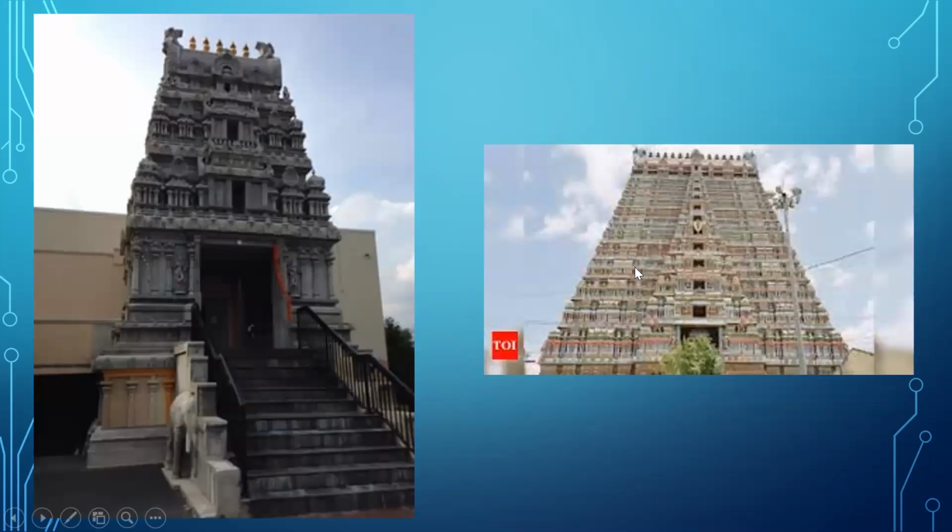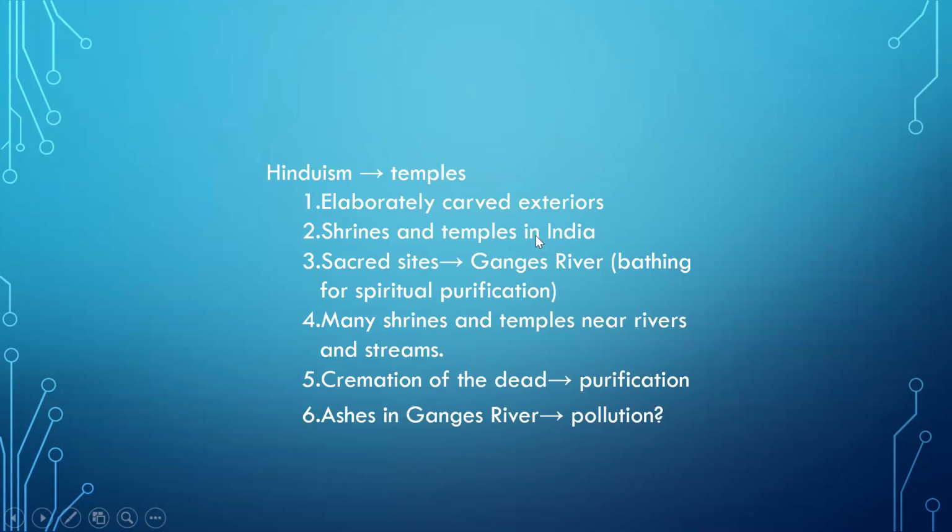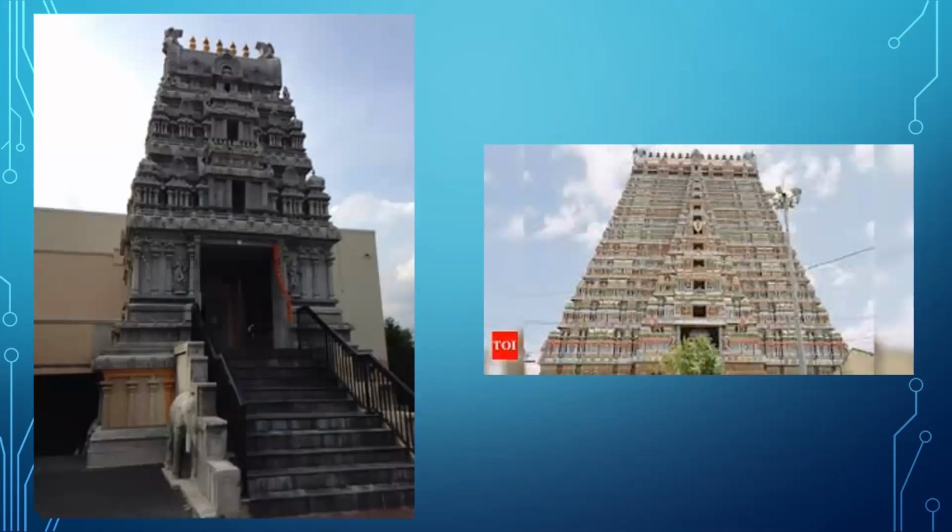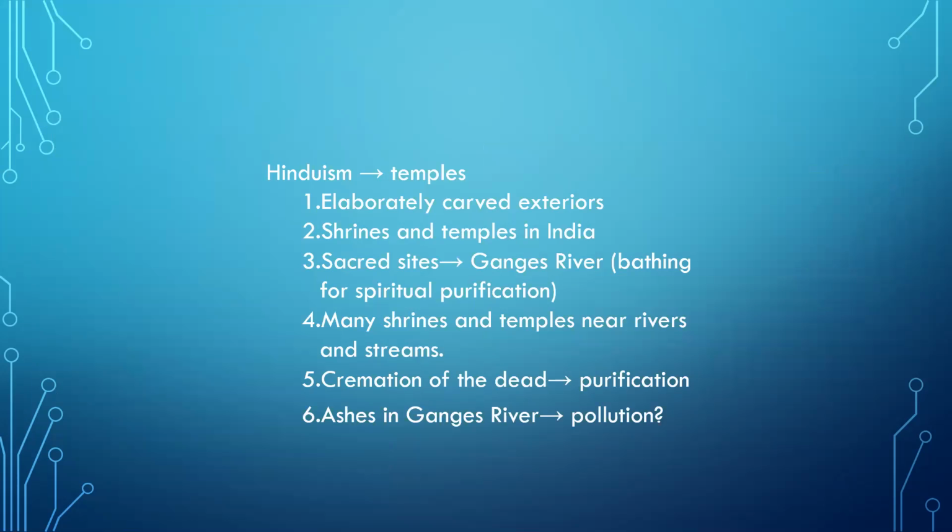Or you'll see Hindu architecture, Hindu temples. Elaborately carved exteriors, shrines and temples in India. The sacred site, the Ganges river. The shrines and temples are near rivers and streams. So it's pretty easy to tell what they look like. Again, characteristics for you.